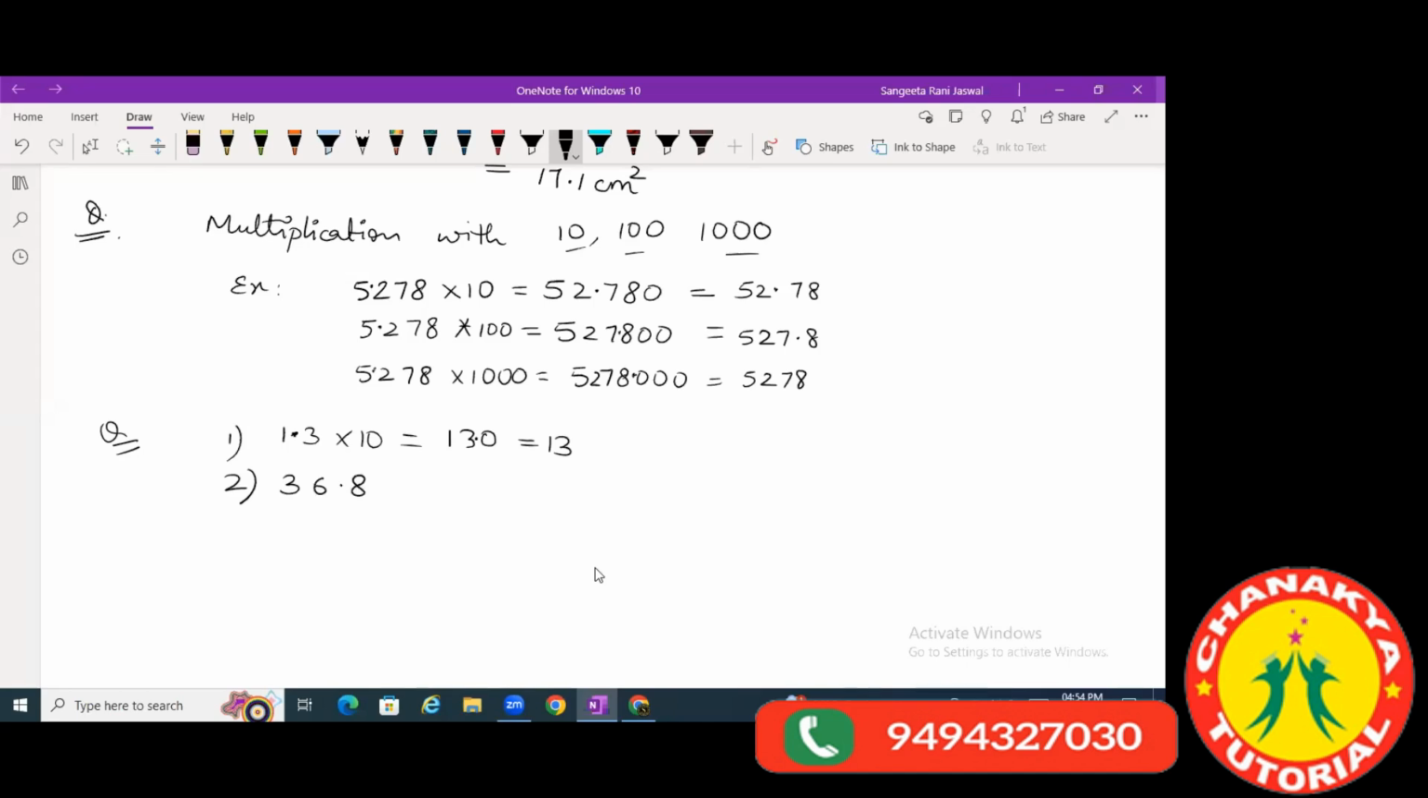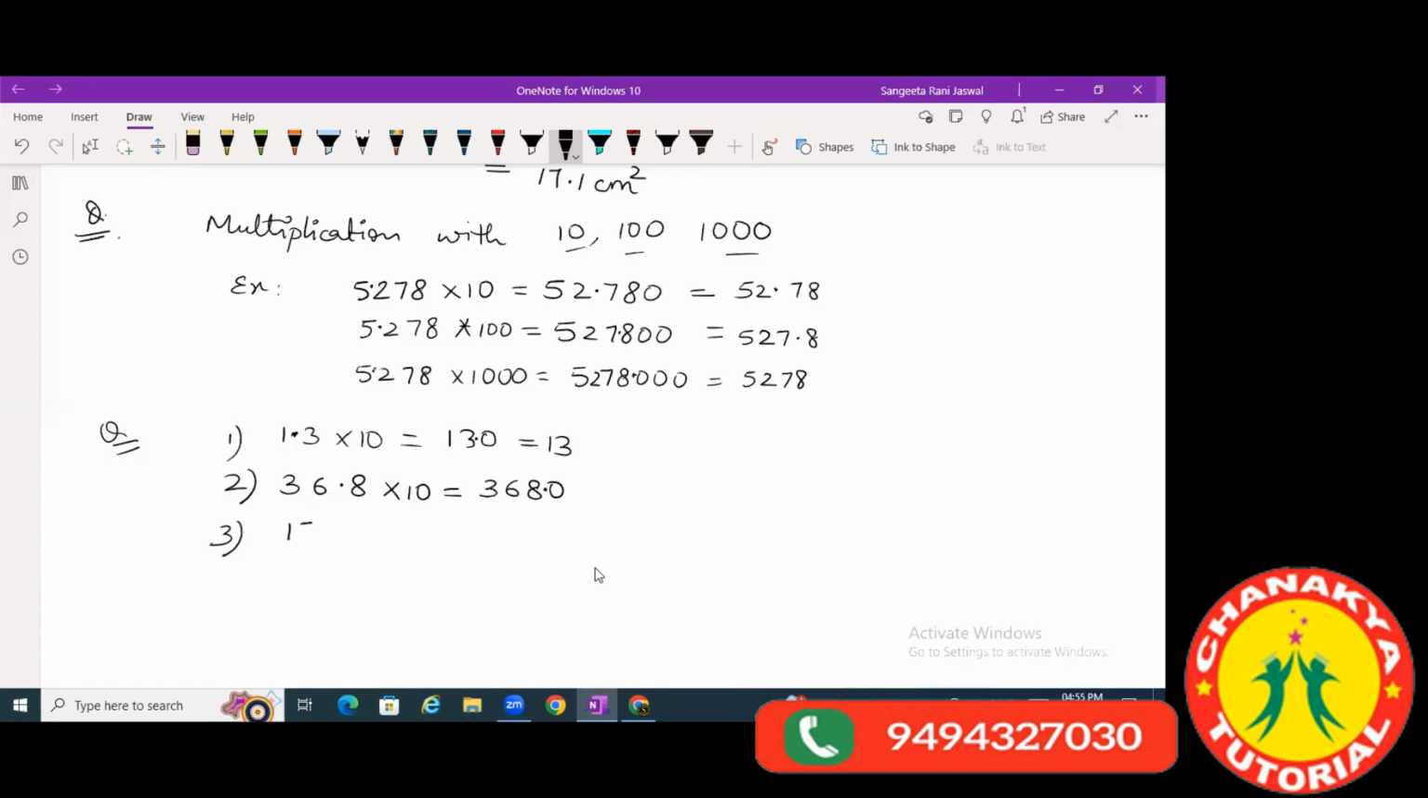Next is 36.8 into 10. Now just for the time being, ignore the decimal point from here. So just take 368 as a number, multiplying with 10. 368 and 10 here, this becomes 3680. And then you have the decimal point after one place here. So the answer is 368.0. Get it?